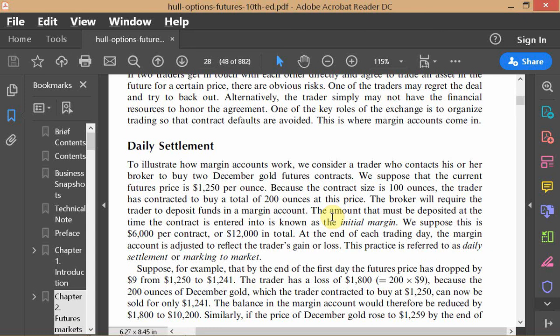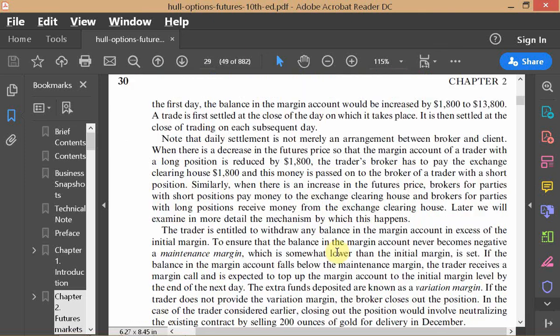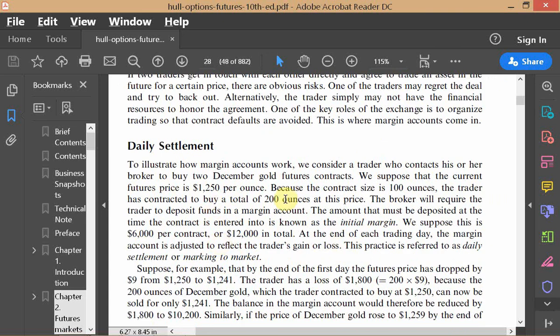So you have to put up initial margin, otherwise they won't let you do the trade. And every day, if you lose money, the market will compute it here. Have they given some example? Yeah, they've given an example here. You can look at this.